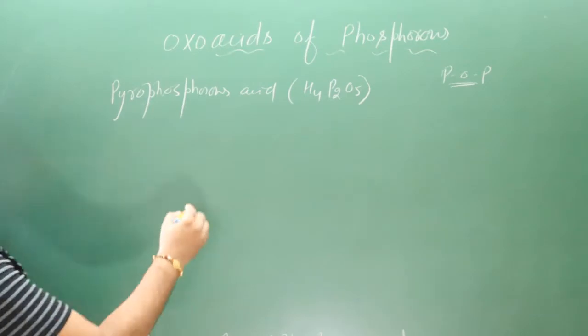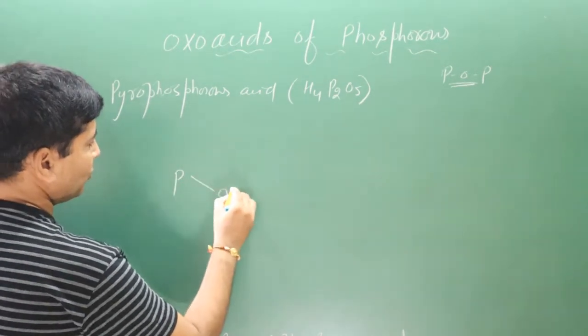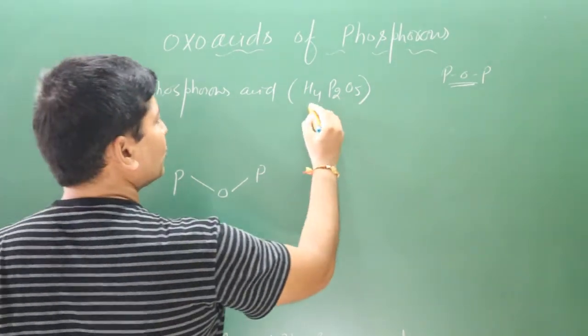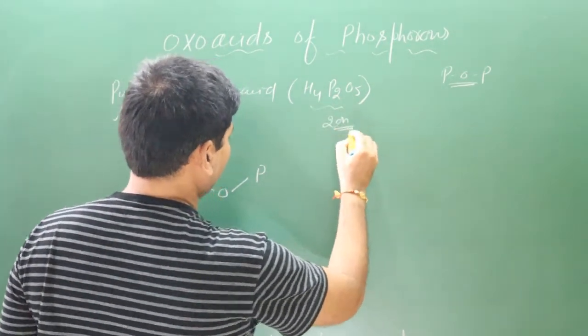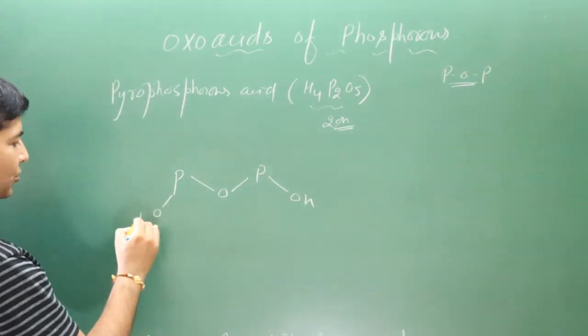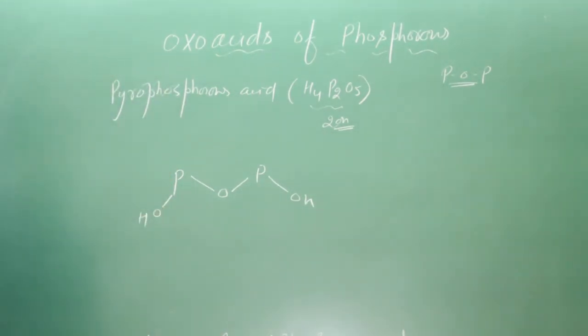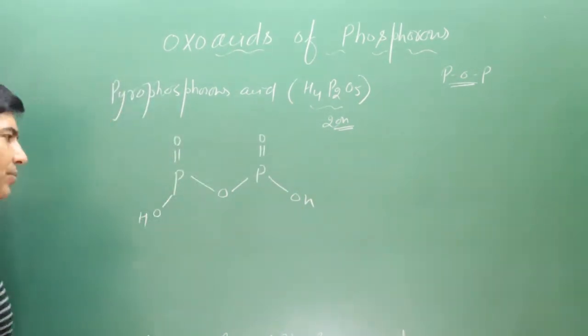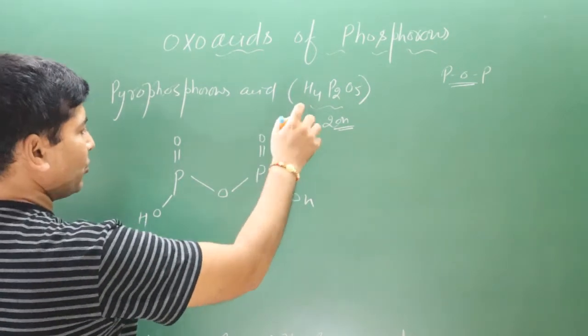Now draw the structure. P, O and P. Okay, how many OH pairs are possible? 2 OH pairs are possible. I attach OH to each phosphorus. Okay, still 2 oxygen are left. Attach each oxygen to each individual phosphorus. We are left with 2 hydrogen.